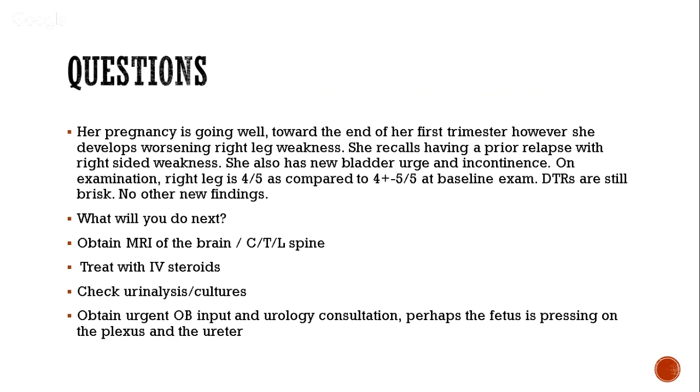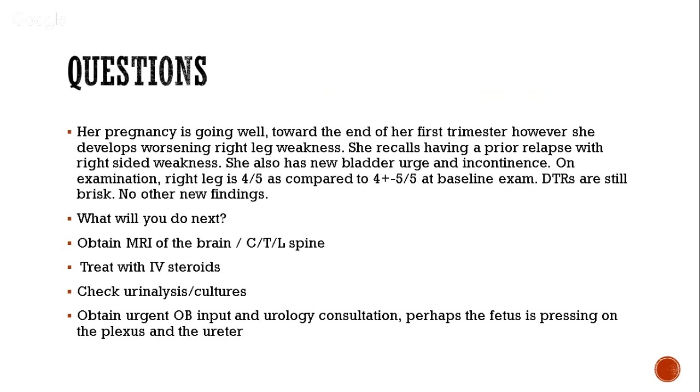Now, the same patient. Her pregnancy is going well towards the end of her first trimester. However, she develops weakness, mostly in the right leg. She recalls having a prior relapse with right-sided weakness. She also has new bladder urge and incontinence. On examination, right leg is 4 out of 5 as compared to 4 plus to 5 out of 5 before. So it's a little bit weaker than before. DTR is still brisk. No other new findings. What will you do next?